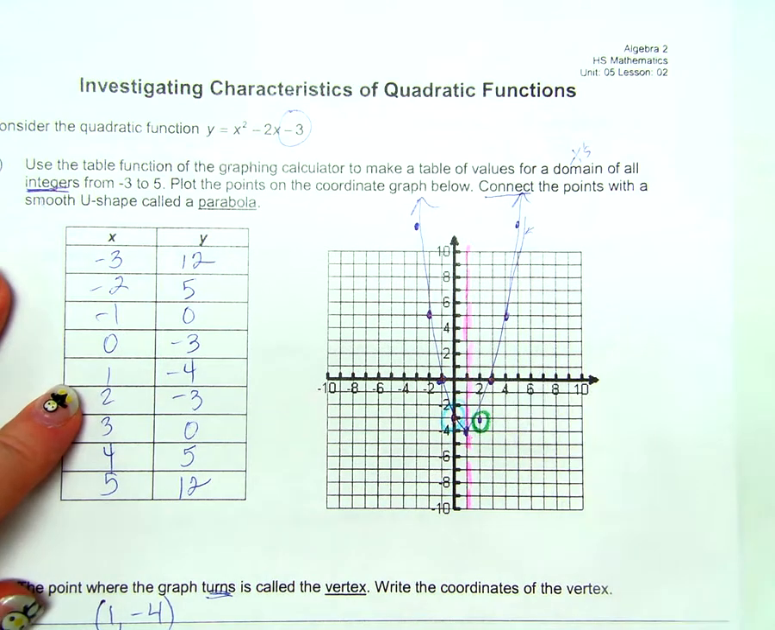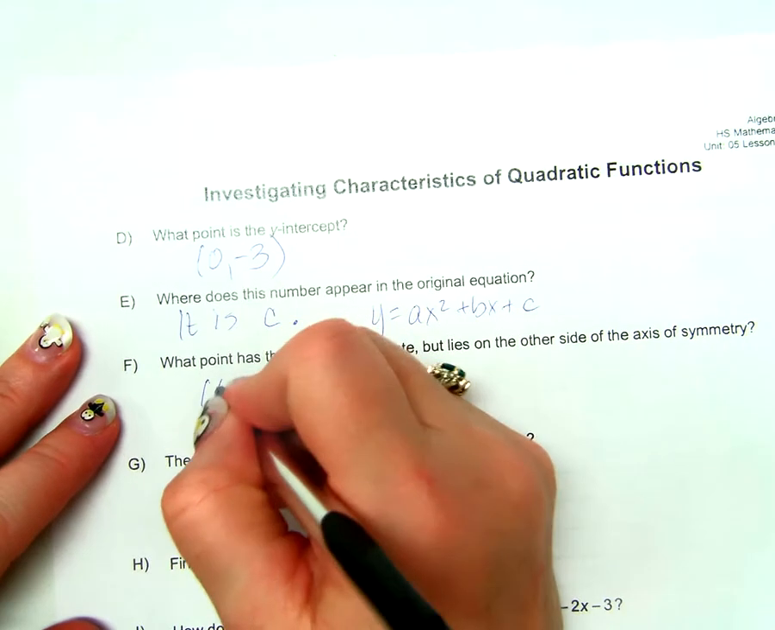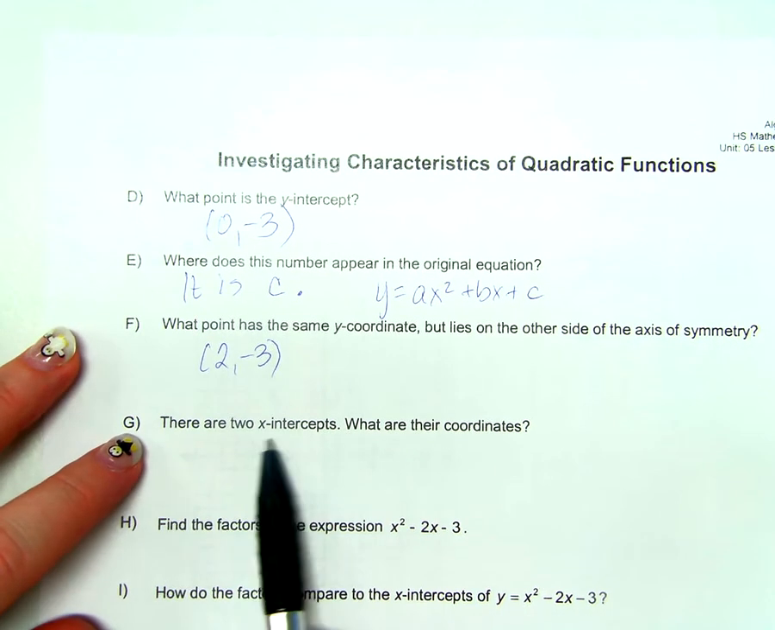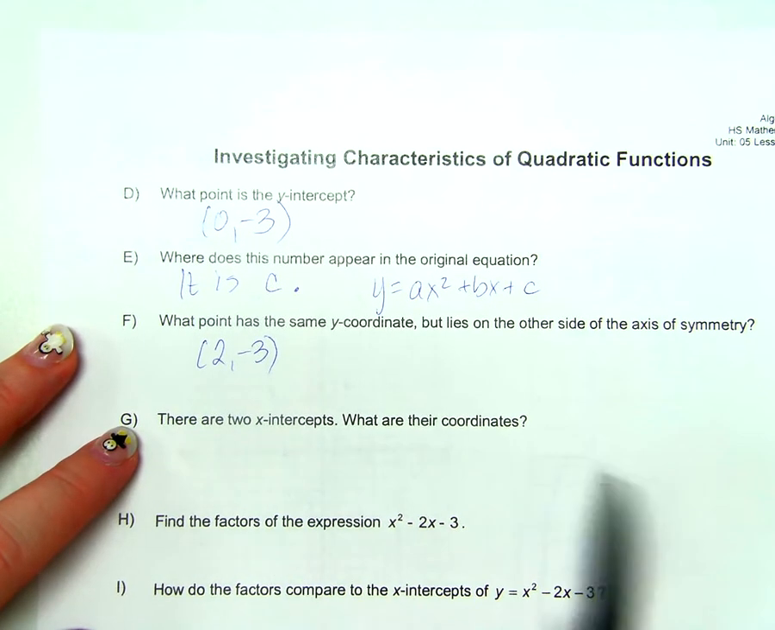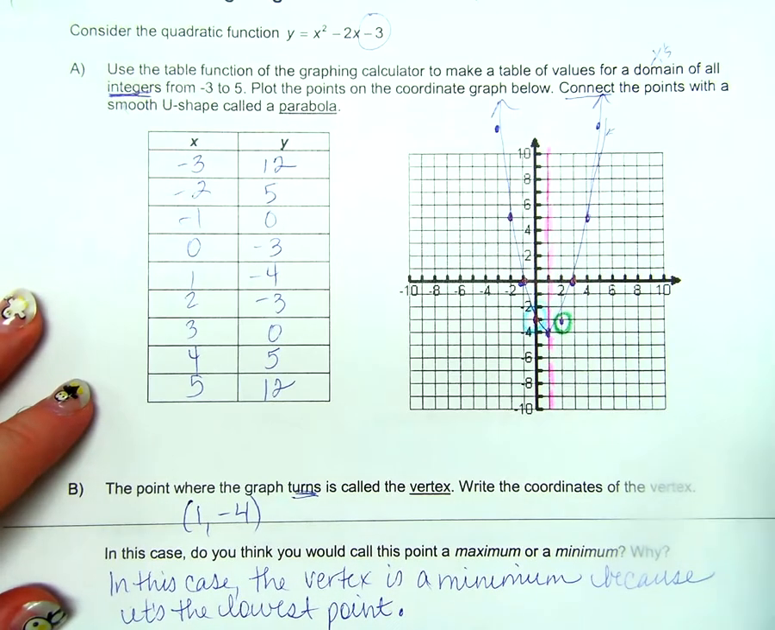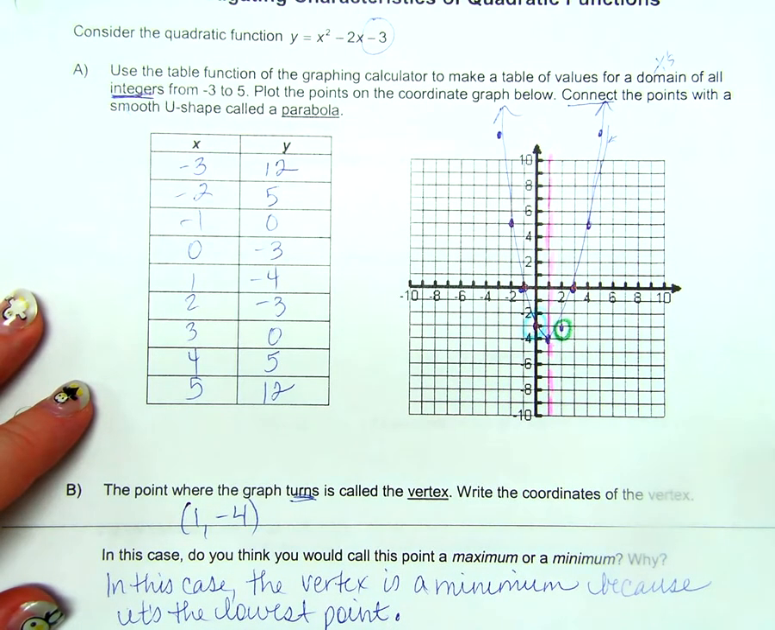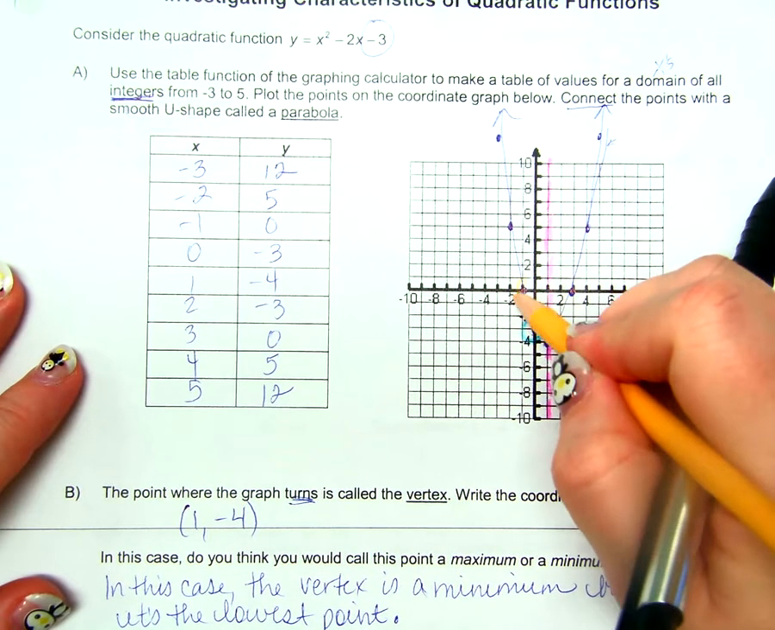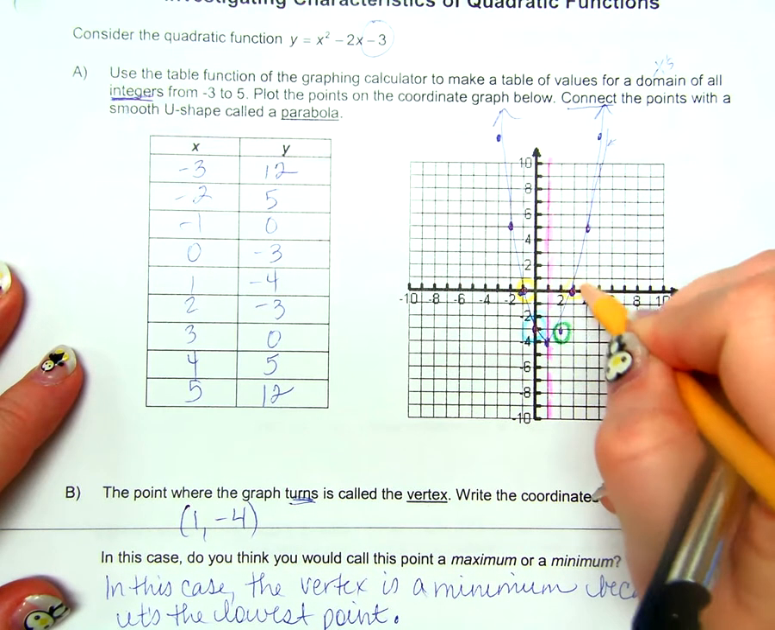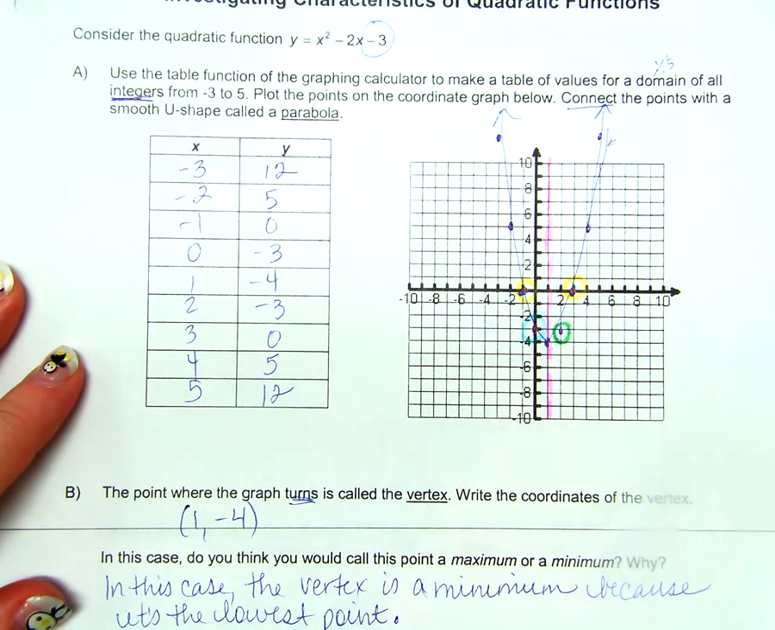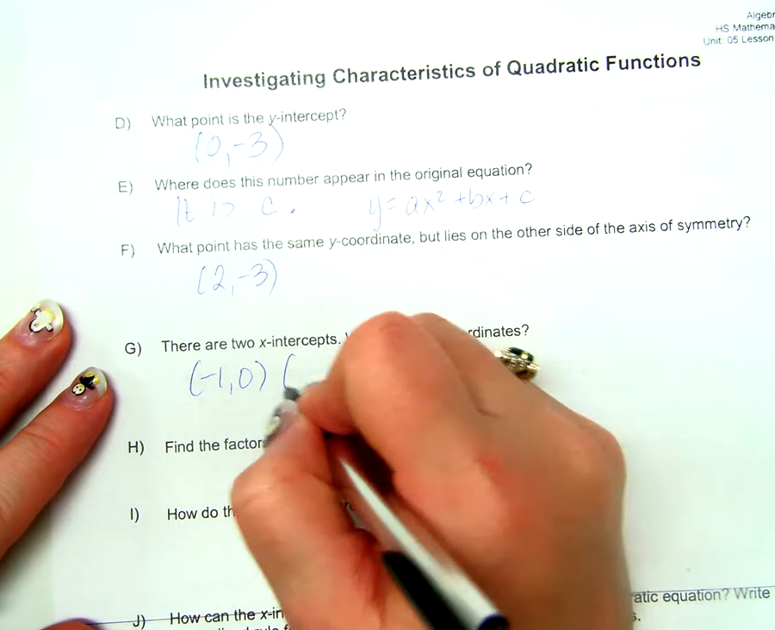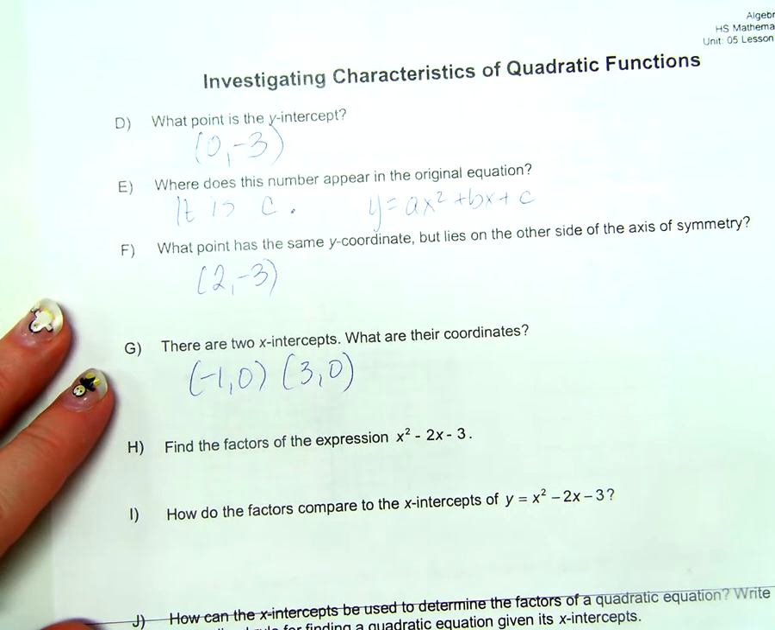Okay, so (2, -3), right? (2, -3). Okay. There are 2 x-intercepts. What are their coordinates? So (-1, 0) and (3, 0). Okay. So (-1, 0) and (3, 0). Okay, so far.